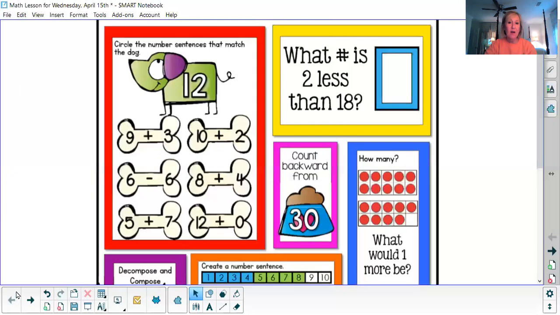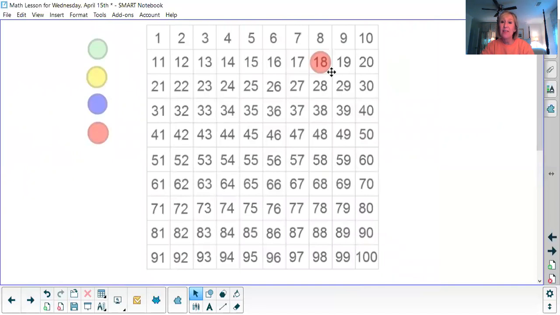Okay, so we've done that one. The next one says, what is 2 less than 18? That means 2 smaller than 18. Well, for that one, we could use a number line, but I think I'll use the hundreds chart. I'm going to start on 18, and I'm going to go to the left because less means I'm taking some away. So I want to take 2 away from 18. 1 less, I would move 1 to the left, and that would be 17.